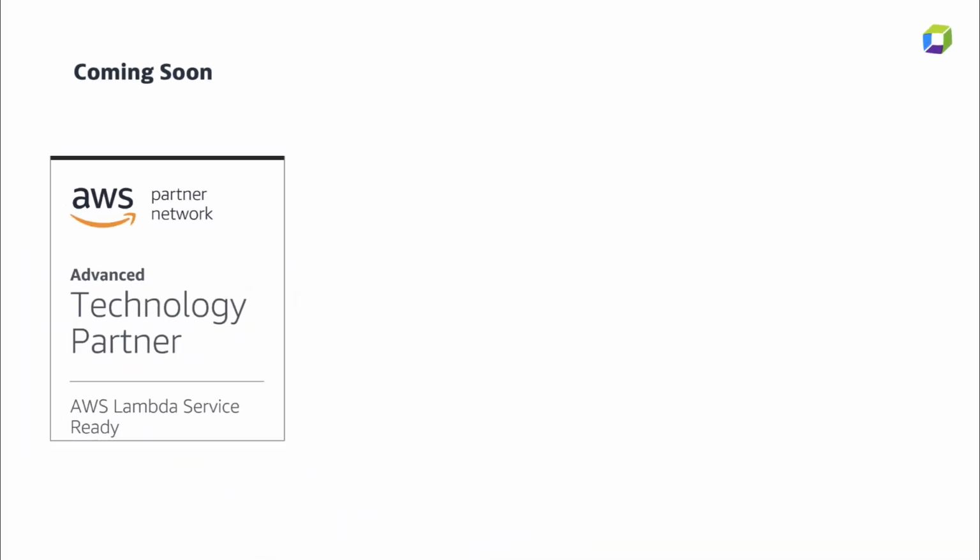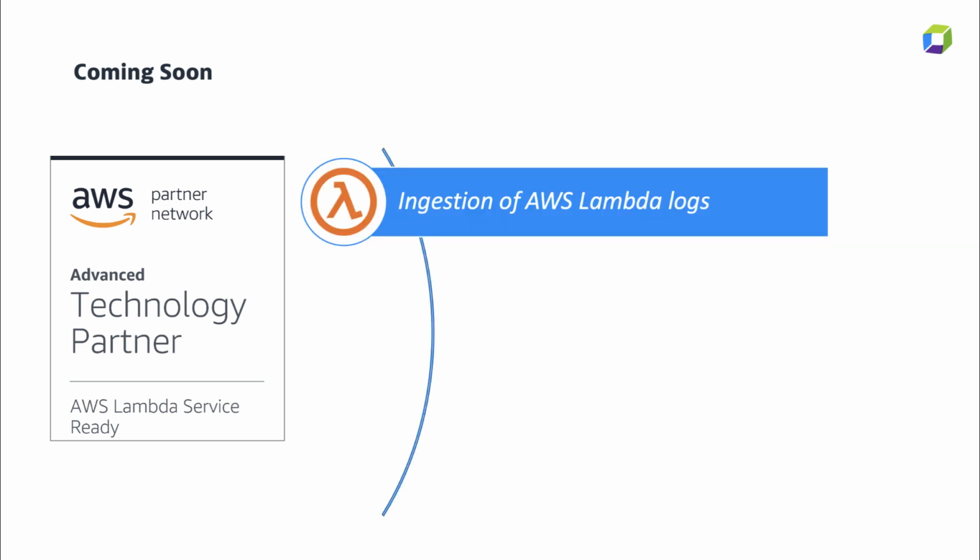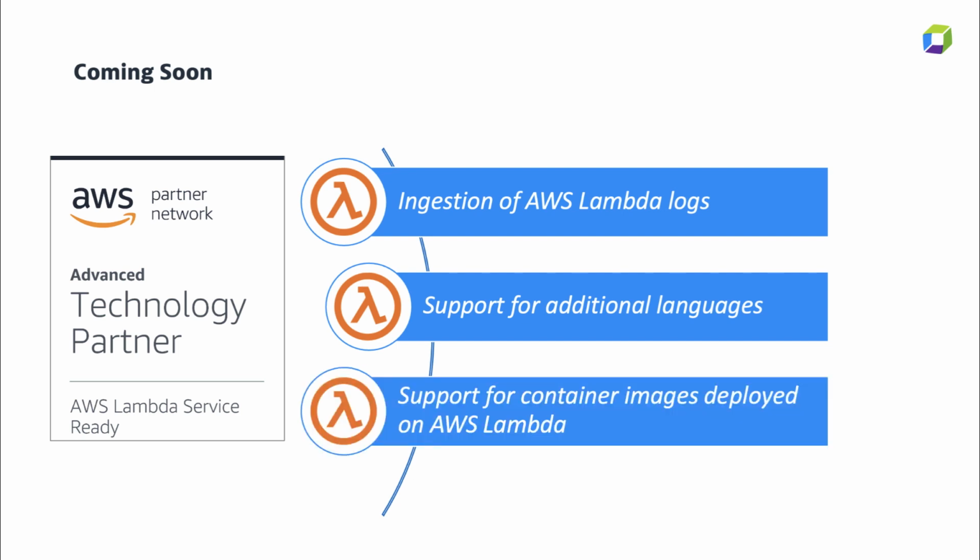The Dynatrace AWS extension with all its advanced capabilities is just a first step. We have a lot of great functionality in the pipeline, including ingestion of AWS Lambda logs, support for additional languages, and support for container images deployed on AWS Lambda.